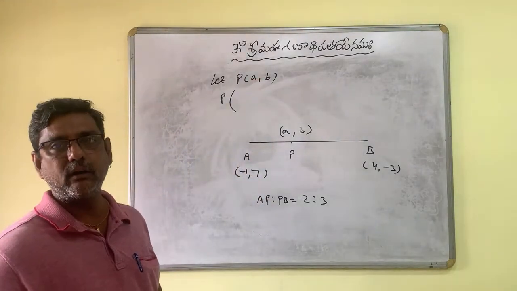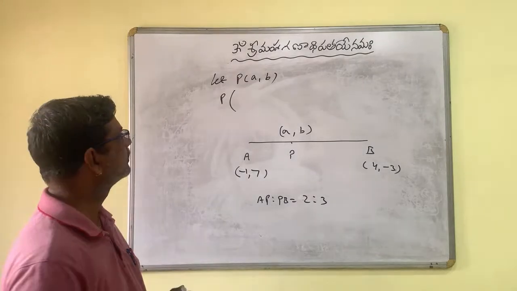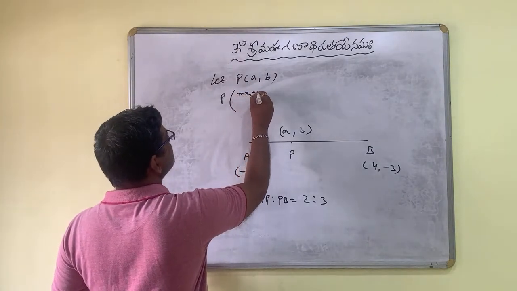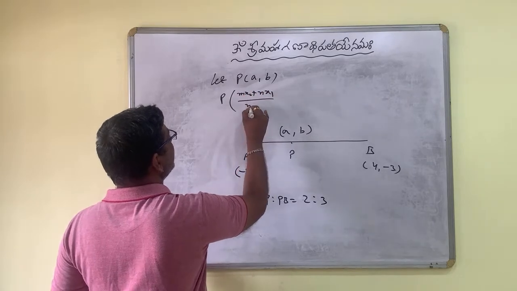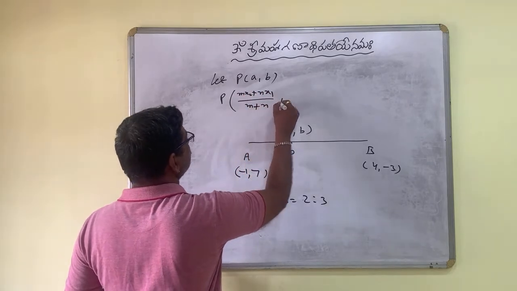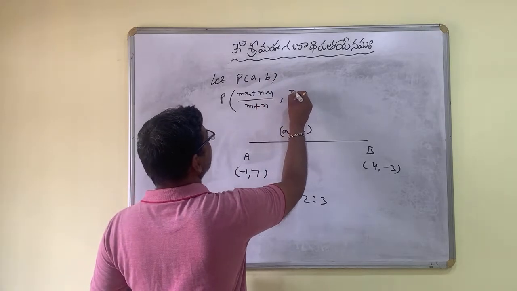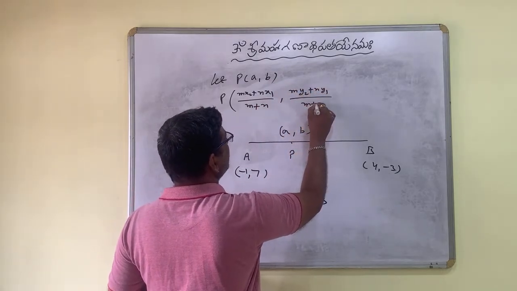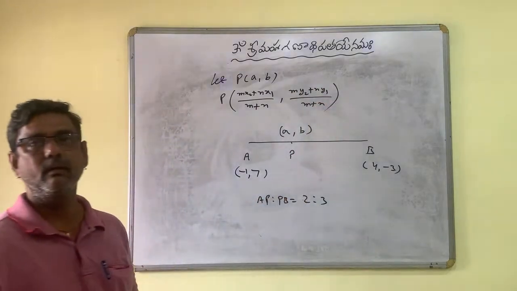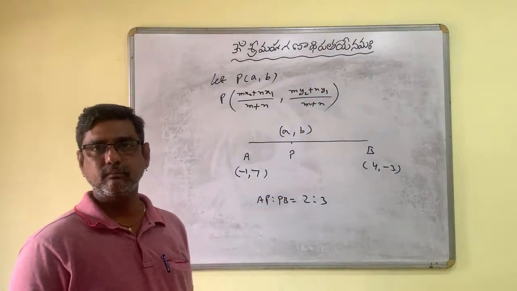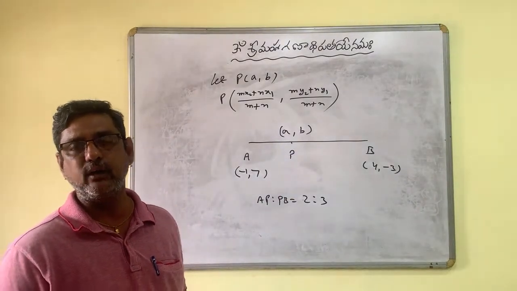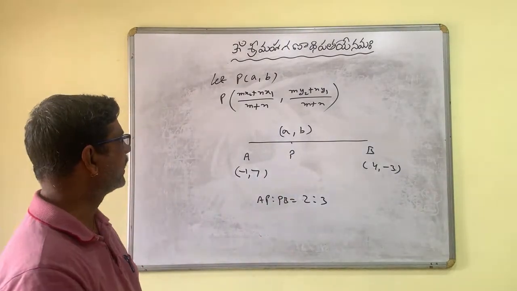To find the coordinates of P there is a formula. To find a, it is (m x2 + n x1) by (m + n). To find b, it is (m y2 + n y1) by (m + n). This is the formula. Just we need to insert the values, that's all. So what are the values?